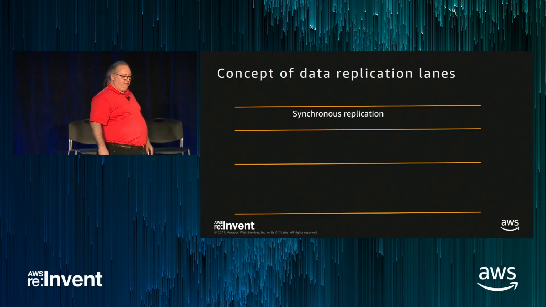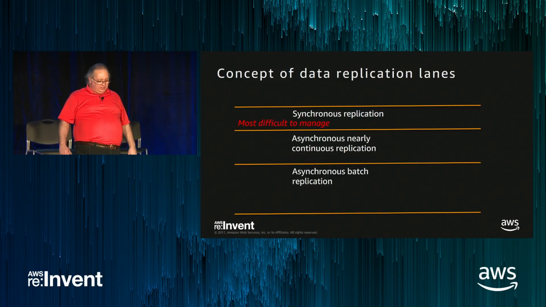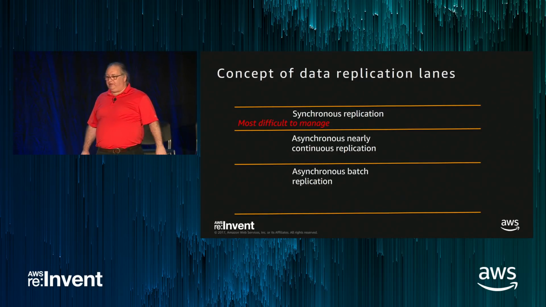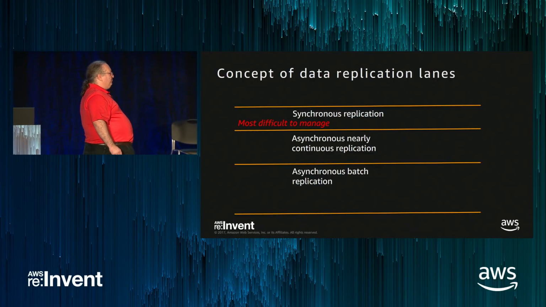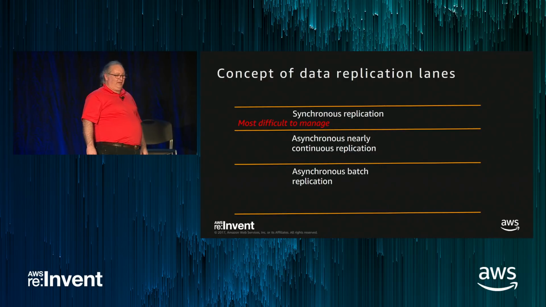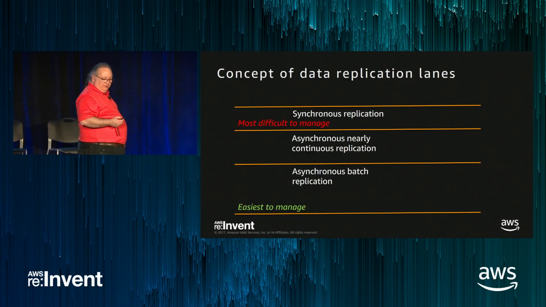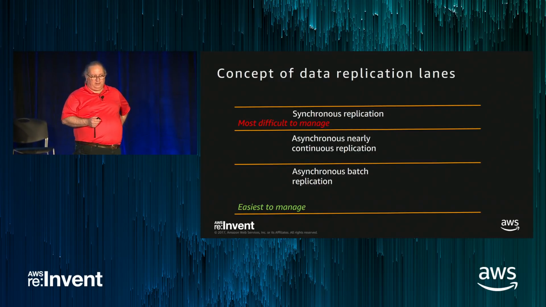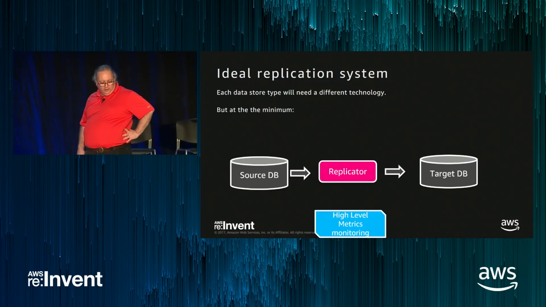So we like to think of it as a replication lane. I've got a sync lane and a nearly continuous lane, a batch lane, and the one off the bottom, which is the don't bother lane. Right? Like, do you really need to replicate your logs? Probably not. They're kind of huge. Plus, if you're sticking them in something like S3, they're only going to get lost temporarily if we lose the network connectivity, but the durability of S3 is ludicrously high, right? It's 11 nines. Synchronous is the hardest to manage. The batch is the easiest to manage, but they all have to be managed and watched. So transactions in that lane, catalog in that lane, events in that lane, logs falling off the bottom.